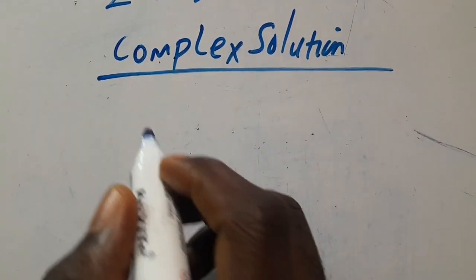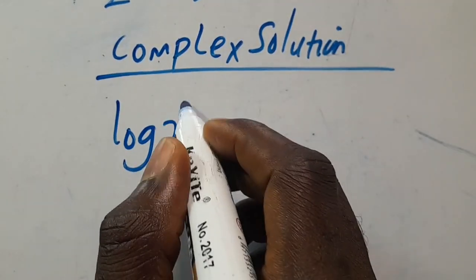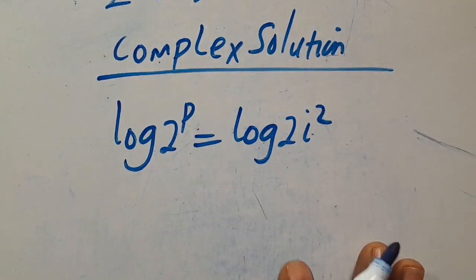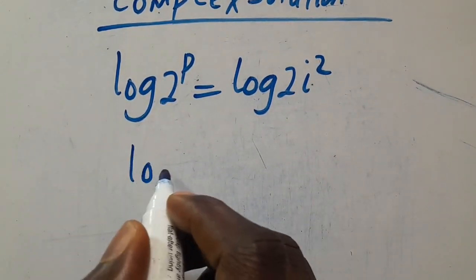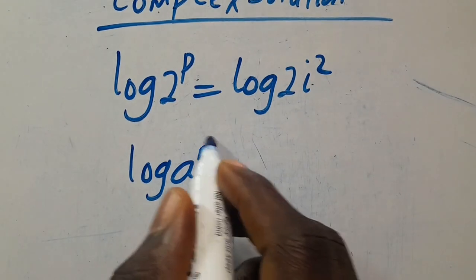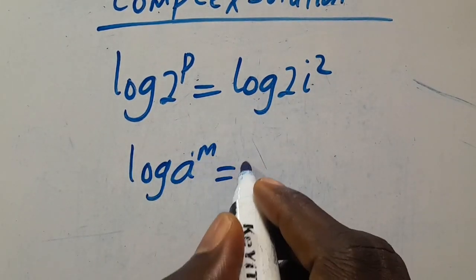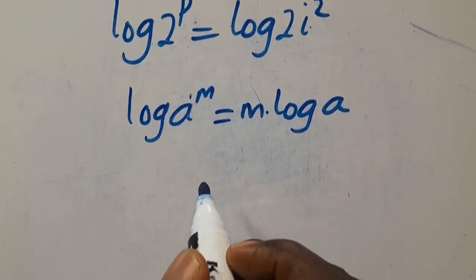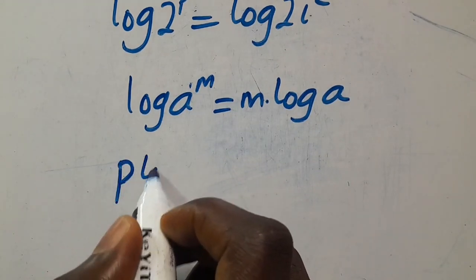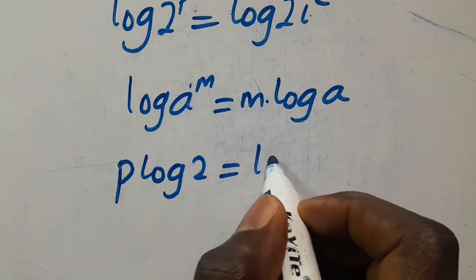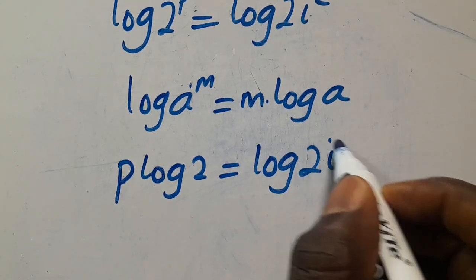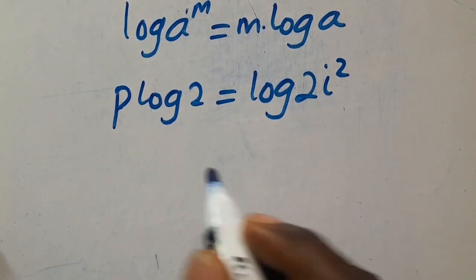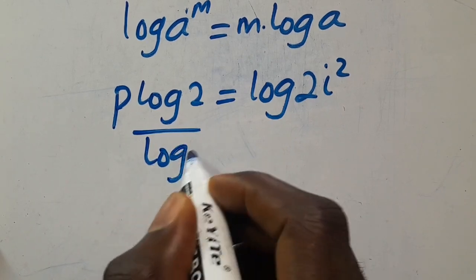So we are going to introduce log: log 2 to the power of p equals log of 2i to the power of 2. So when you have log a to the power of n, this power n will come down to the base as n multiplied by log a. So here will be p multiplied by log 2 equals log of 2i to the power of 2. This i symbolizes the fact that it's a complex number. So we divide by log 2.